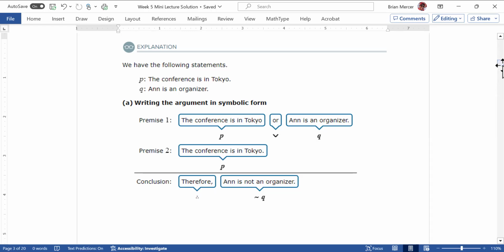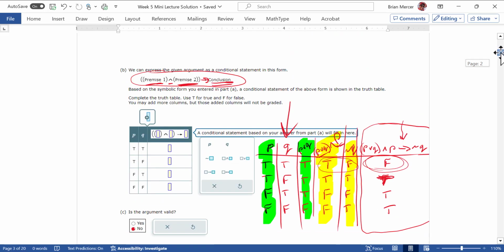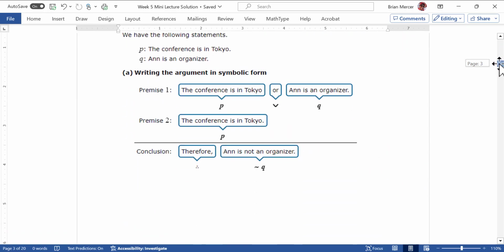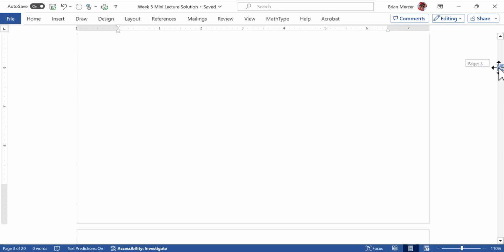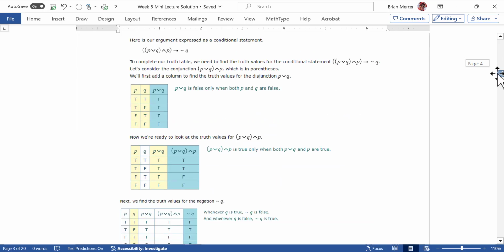P or Q and P. Oops, went the wrong way. There we go. P or Q and P. And then the negation of Q. Here's the truth table. And as you practice your truth tables, hopefully you've been seeing this all along. I like how ALEKS shows you just the two columns at a time that you're focusing on.